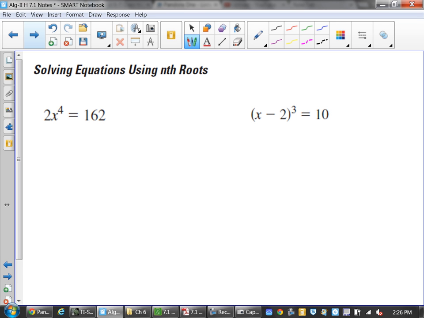What do you do first? Divide by 2. Good. You divide both sides by 2, and you have x to the fourth is 81. Now, how do you undo fourthing? You fourth root it. Notice I took an even root over an equal sign. What do I do? Plus or minus. This is the situation where you do plus or minus. So you have plus or minus 3. Why is that? Because of the fourth root of 81.